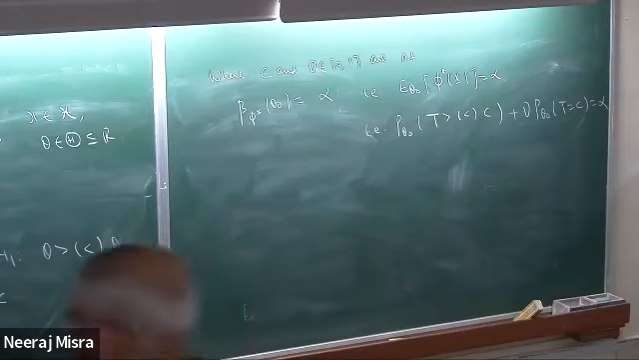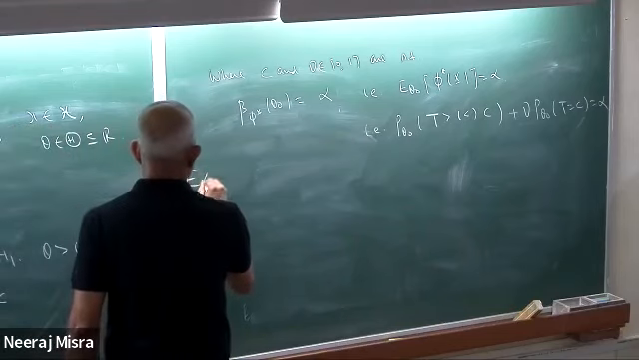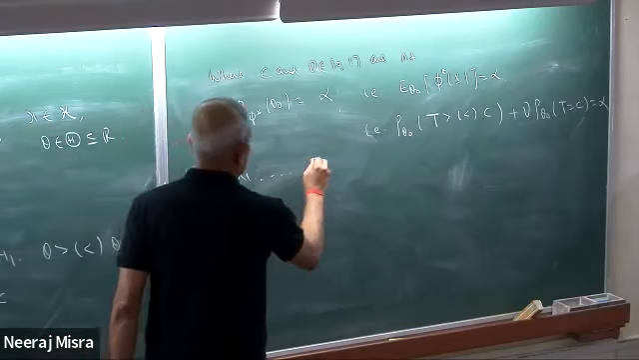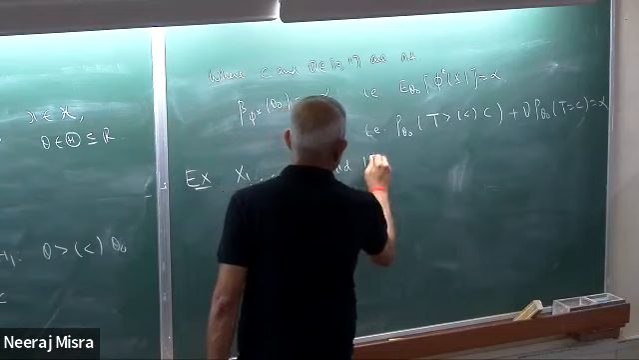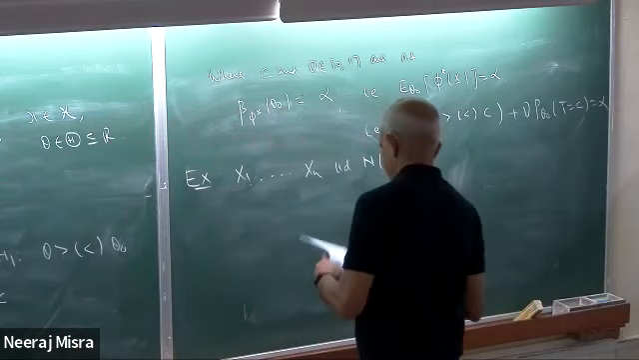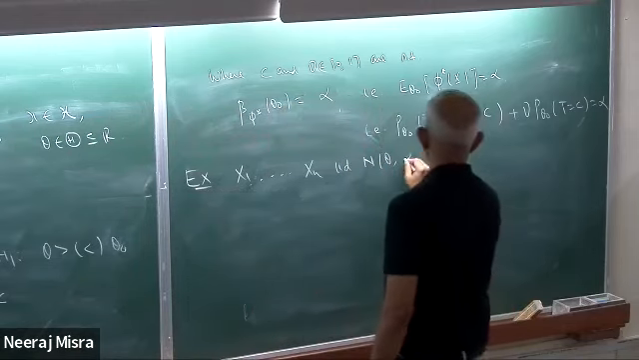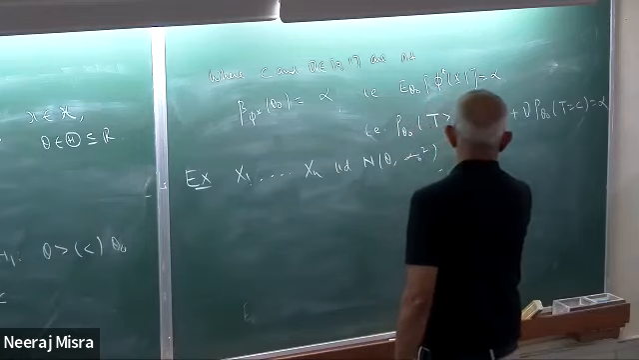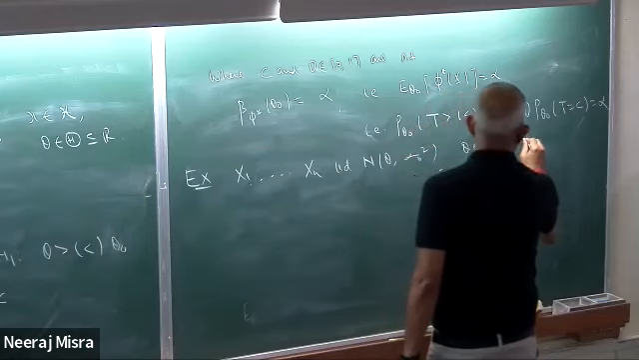Okay, so let's quickly do this normal example. X1, X2, ..., Xn are IID normal with mean theta and variance sigma naught square. Theta belongs to capital Theta, and sigma naught is known.